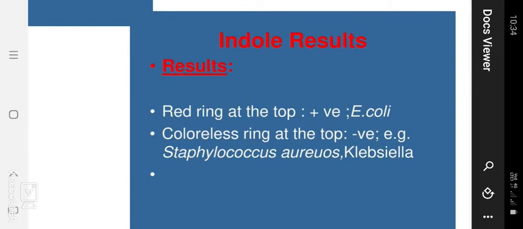The red ring at the top of the tube is positive, and in this case it is E. coli. The colorless ring at the top is negative, which means Staphylococcus aureus. So these are the positive and negative bacterial results. The positive is E. coli and the negative is Staphylococcus aureus. This is the easiest method of the indole test.